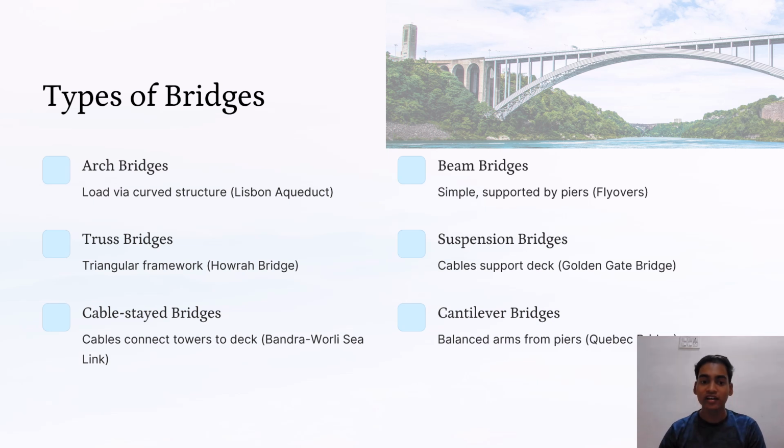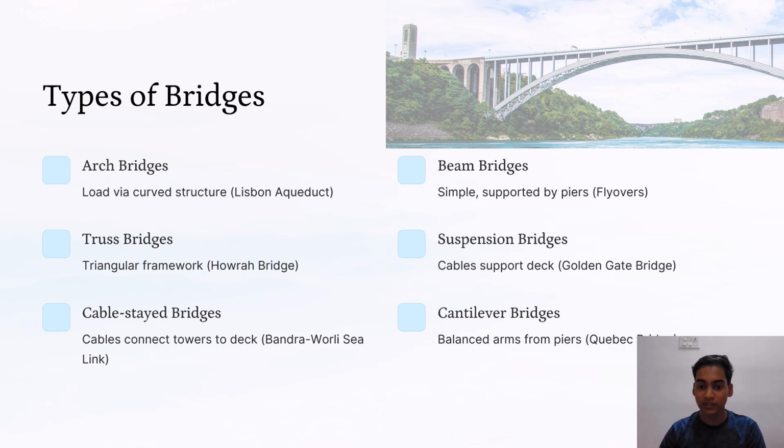So we are going to discuss the types of bridges according to structure. First, there are arch bridges. In this bridge, the load is transmitted via curved structure. A prime example of it is Lisbon Aqueduct. Second is truss bridges. It consists of triangular framework. A good example of it is the Howrah Bridge. Third, cable stayed bridges. Cables connect towers to deck. The Bandra Worli Sea Link is a good example.